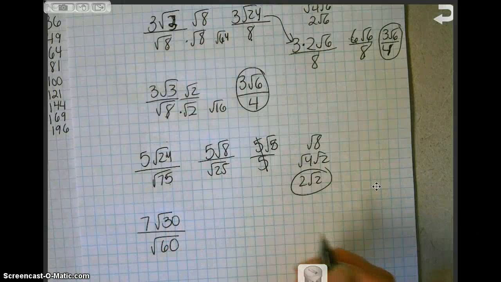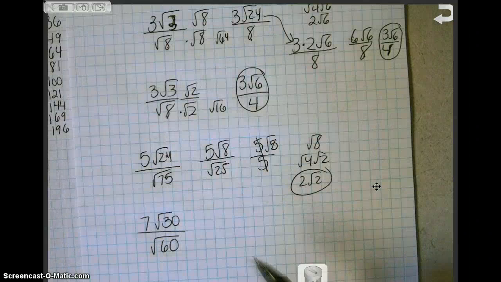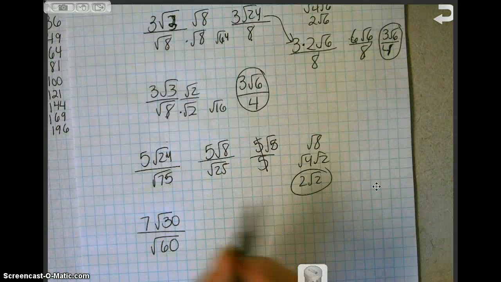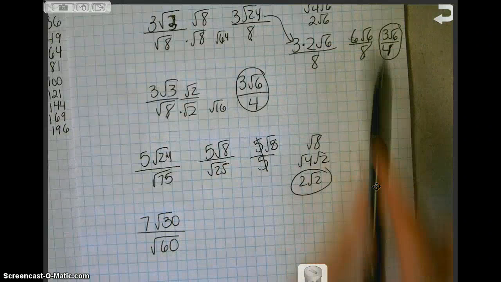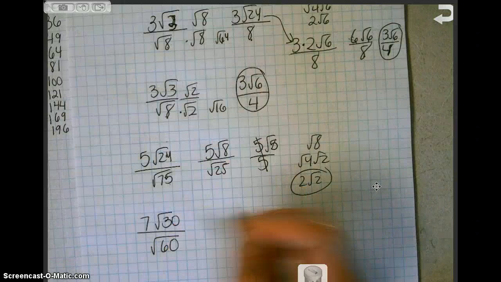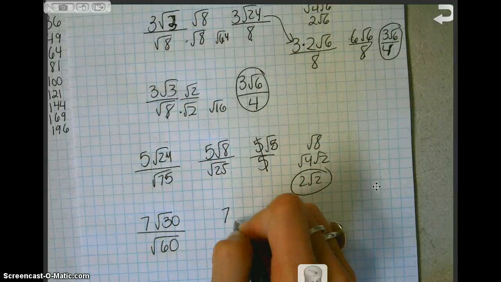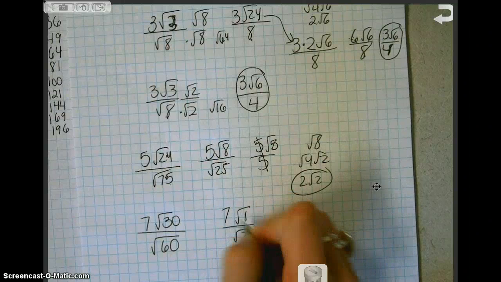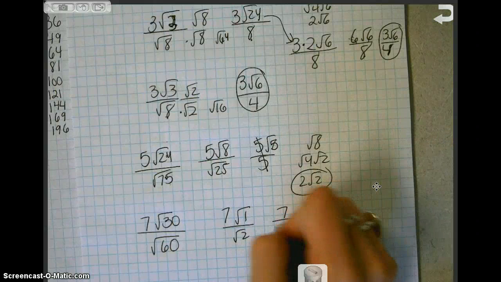30 over 60, okay? I don't want to multiply the top and bottom by the square root of 60. That sounds like a horrible nightmare. However, I noticed they're both radicals, and just like the number factors can reduce, so can the radical factors. 30 over 60 is just 1/2. So that would be 7, and then the square root of 1 over the square root of 2. Square root of 1 is 1, so it'd be 7 over the square root of 2.